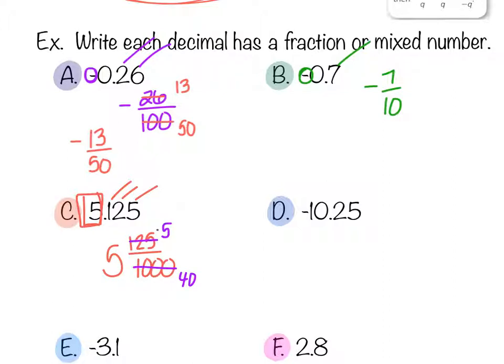And even those numbers can reduce. 5 goes into 5 once, 5 goes into 40 8 times. So altogether we get 5 and 1/8. And maybe you remembered that 1/8 is the same as 0.125.